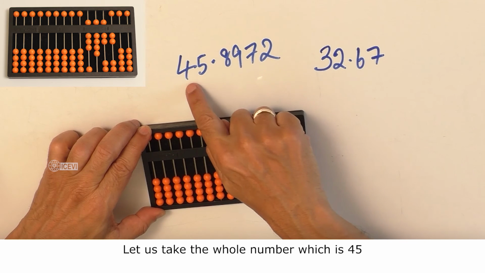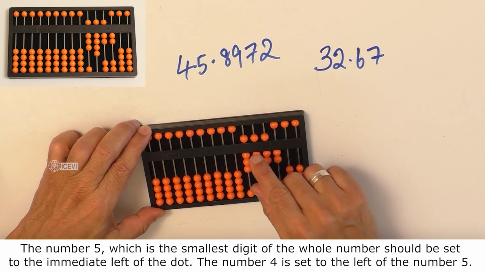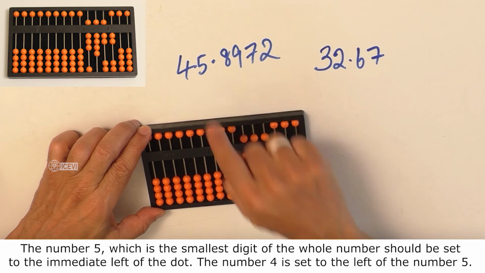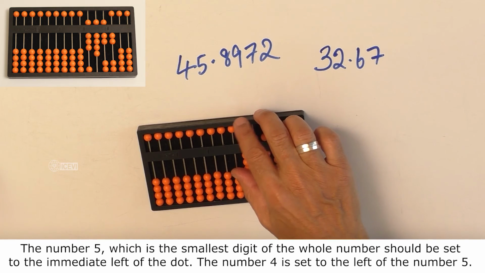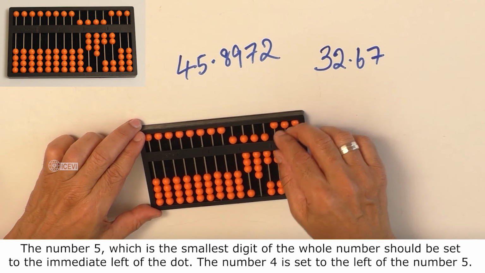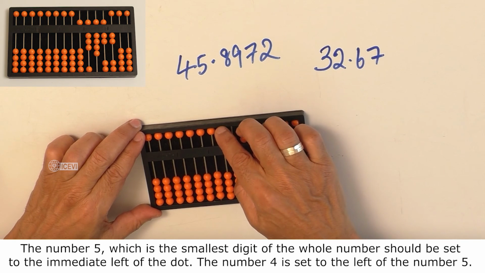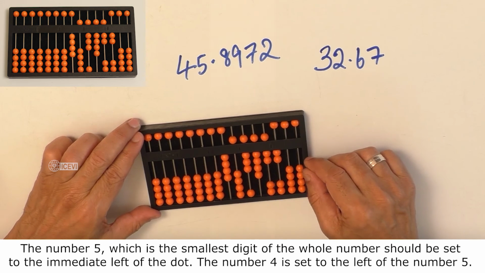Let us take the whole number, which is 45. The number 5, which is the smallest digit of the whole number, should be set to the immediate left of the dot. The number 4 is set to the immediate left of the number 5.